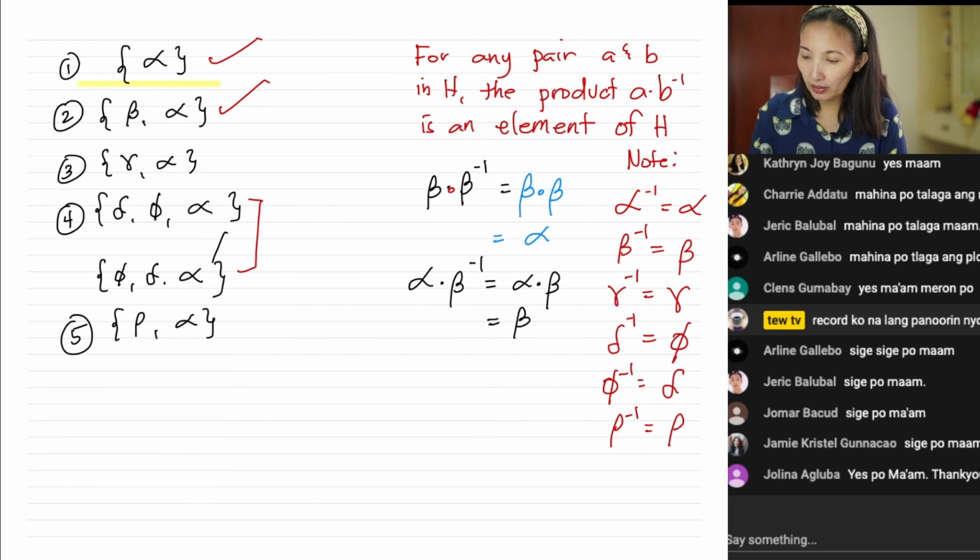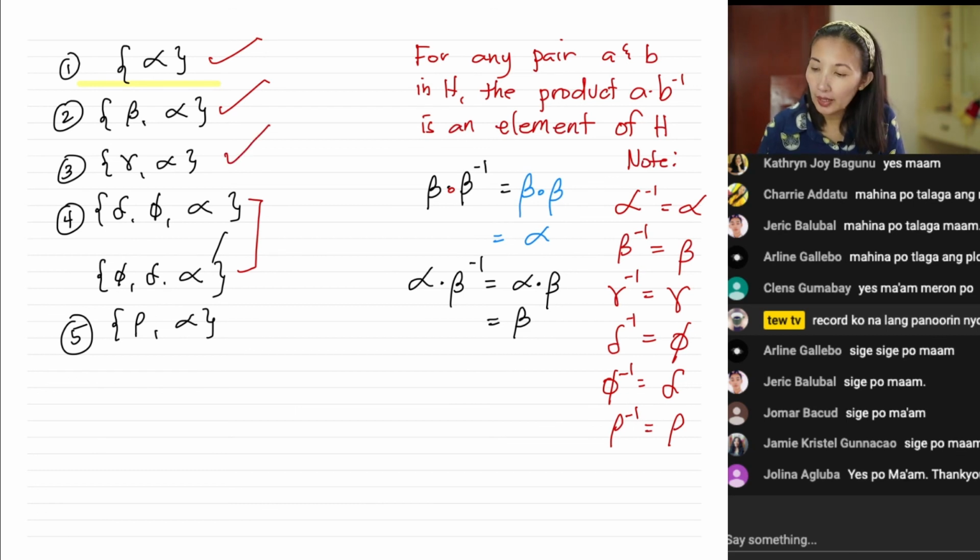How about checking for number 3? What is the identity element contained in the subgroup? Yes. The identity element is alpha. How about the inverse of gamma? The inverse of gamma is gamma itself. So, this is also a group.